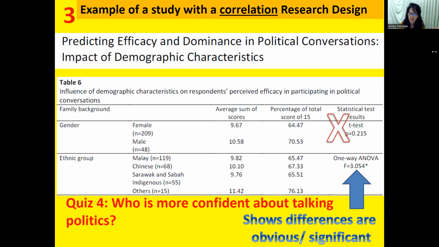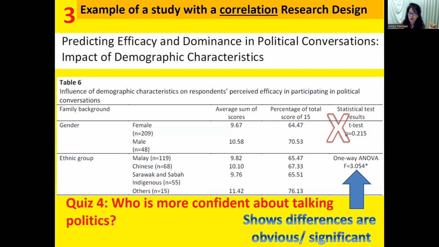You look at the gender, male and female. Who is more confident about talking politics? Okay, 70, yeah, Kim, correct. 70% is higher than 64. So it looks like males are more confident, but I put the X there, because it is not confirmed until it is at a significant level. It's just that the percentage is higher.